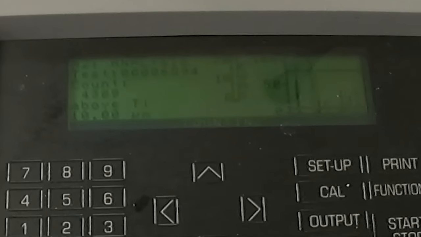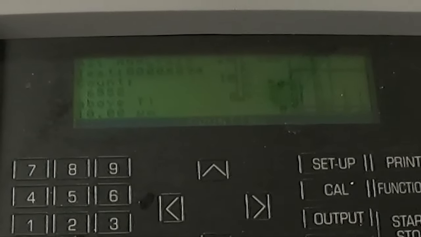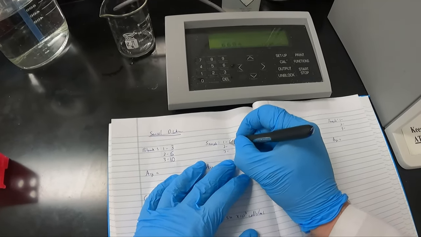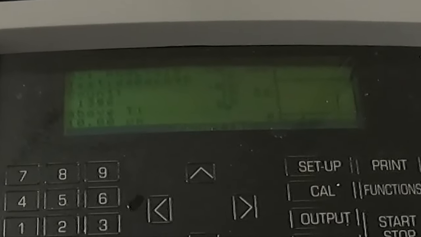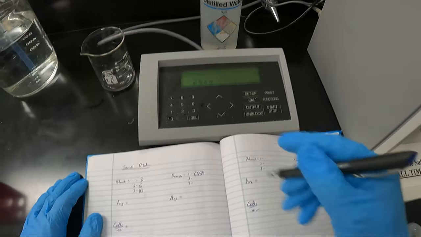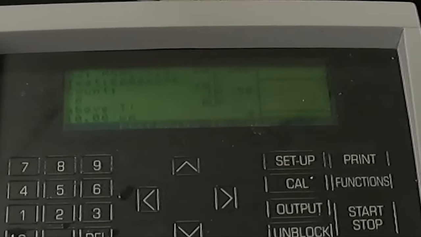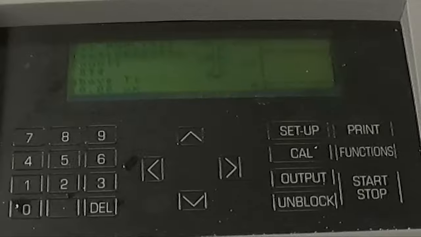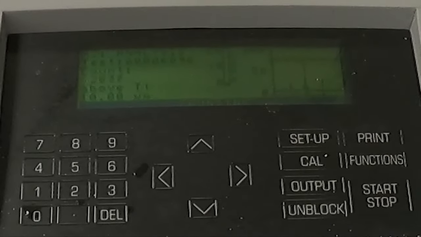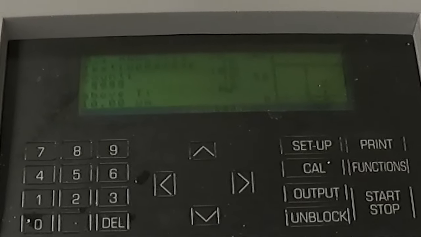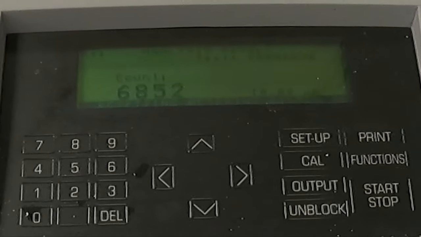As you can see, this number is much larger than the blank. 6,684. Record that in our lab notebook and run it two more times. 6,569. 6,852.